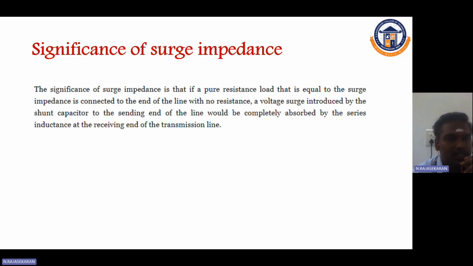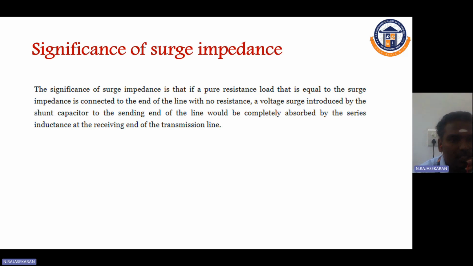Then, the significance of surge impedance. Why is surge impedance important? The significance of surge impedance is that if a pure resistance load equal to the surge impedance is connected to the end of a line with no resistance, the voltage surge induced by the shunt capacitor at the sending end of the line would be completely absorbed by the series inductance at the receiving end of the transmission line. So this is very important.